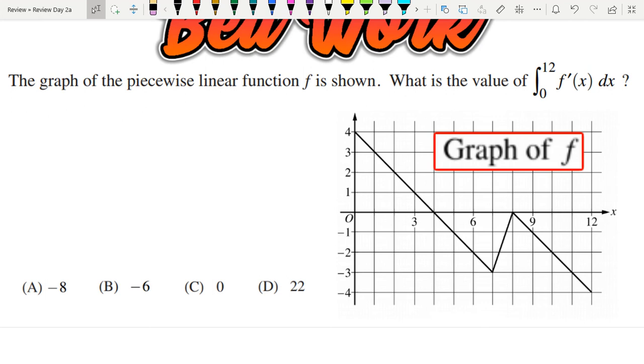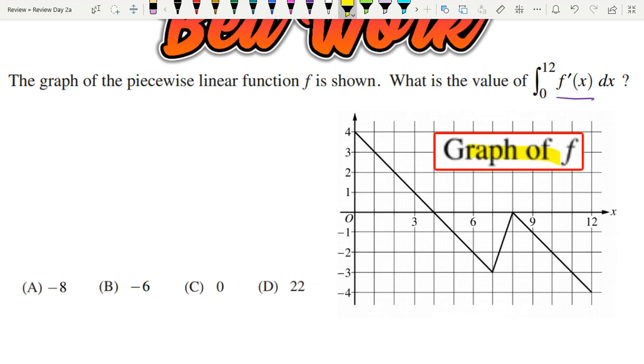Okay, a little bit different bell work. I stole this one from an AP exam. The graph of the piecewise function is shown. What is the value of the integral of 0 to 12 f prime of x? Okay, so maybe your first inclination is to find the area under the curve. But why doesn't that work here?